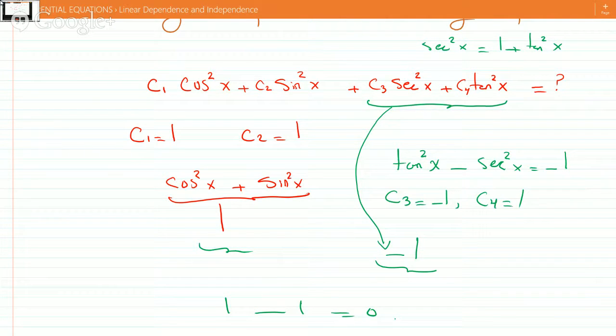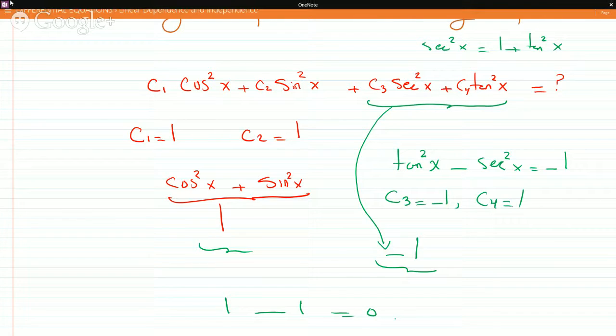But secant squared and tangent squared alone are not. They would not be. But in this case, you can sum them up in such a way that cosine squared and sine squared is 1, and secant squared and tan squared is negative 1 by choosing the right coefficients: 1, 1 on C1, C2, C3 negative 1, and C4 is 1, because tan squared minus secant squared is minus 1. So that gets you minus 1, and 1 gets you 0.